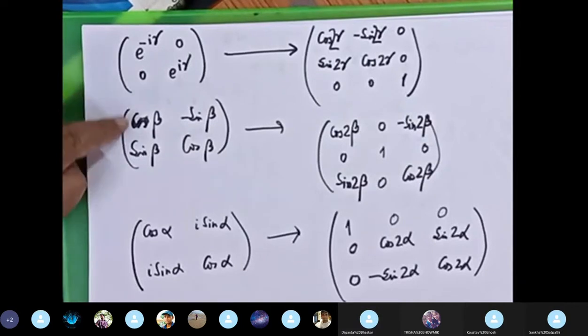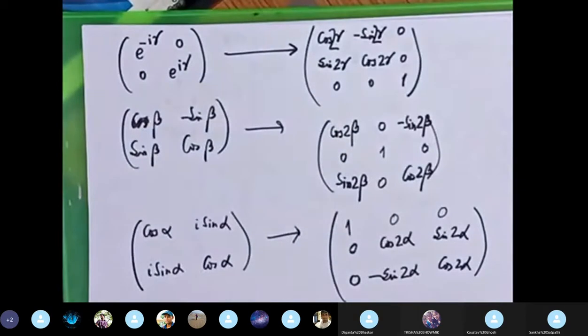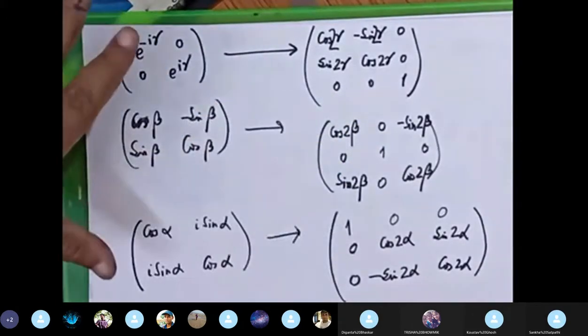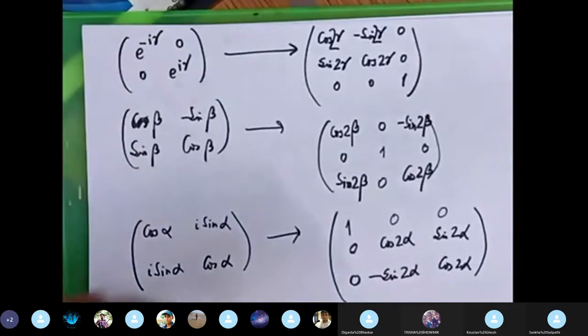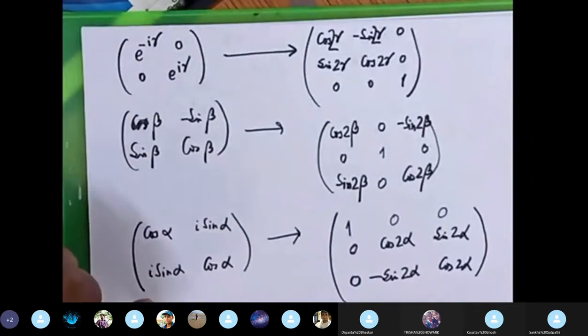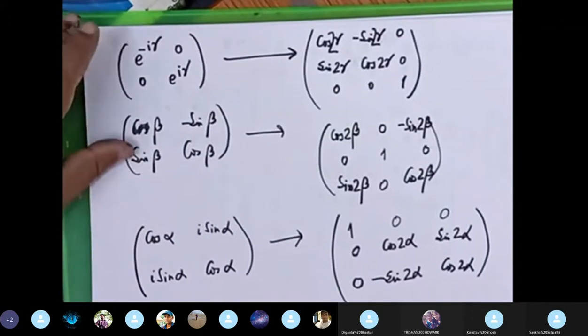Now you can take the product of these 3. This product of these 3 is a general SU2 matrix. Correspondingly, you can take this product of these 3, so that is a general SO3 matrix. Keep the order the same: this into this into this, then this into this into this. Then, given alpha, beta, gamma, you can write down an SU2 matrix as well as an SO3 matrix. Clear?